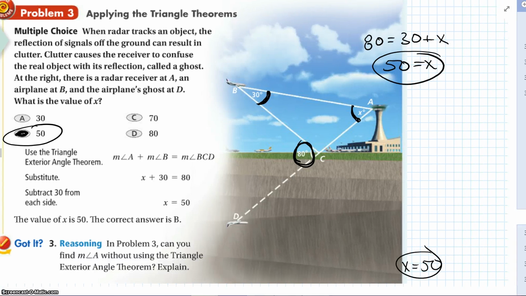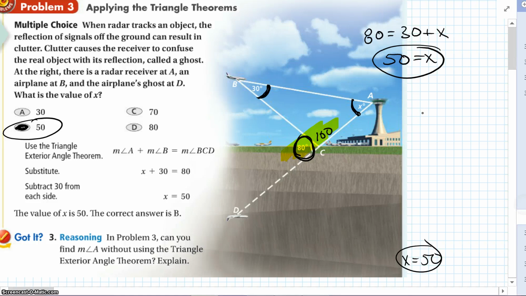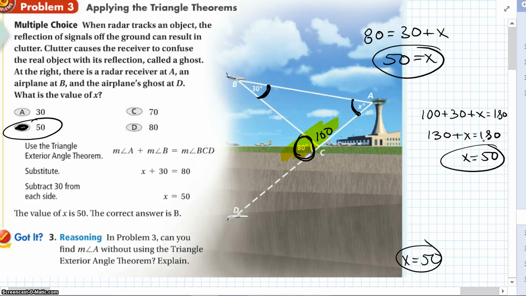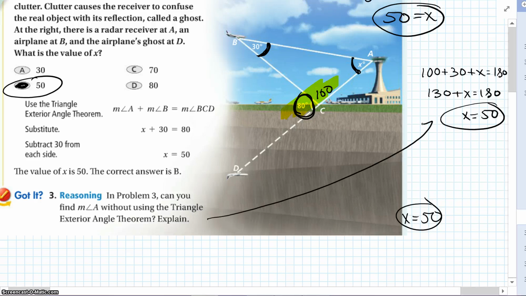And again, if you forgot, you could say this is 100 degrees based on a linear pair. So the triangle itself is 180, so it'd be 100 plus 30 plus x. If you ever forgot that, you can just go 100 plus 30 plus x equals 180. 130 plus x equals 180, so x equals 50. All right. In problem 3, can you find the measure of angle A without using the triangle exterior theorem? Actually, we just did that. Okay? Please look this over. Make sure it all makes sense to you.